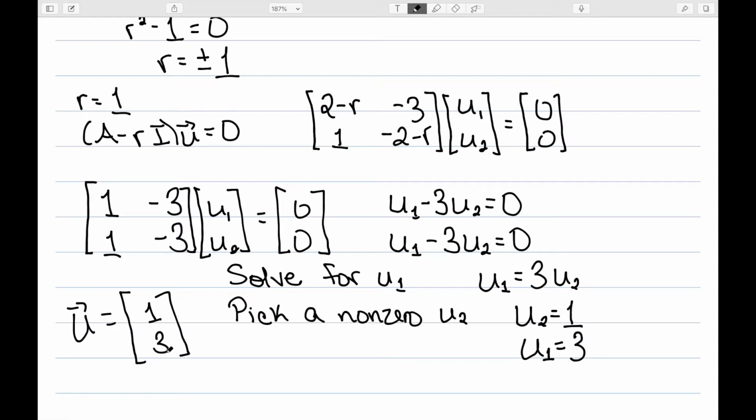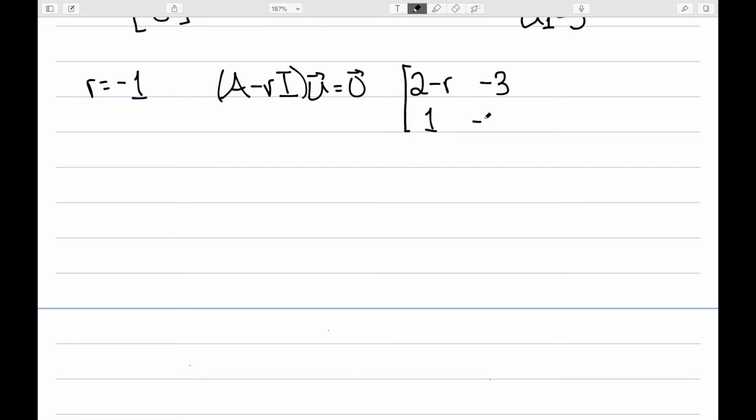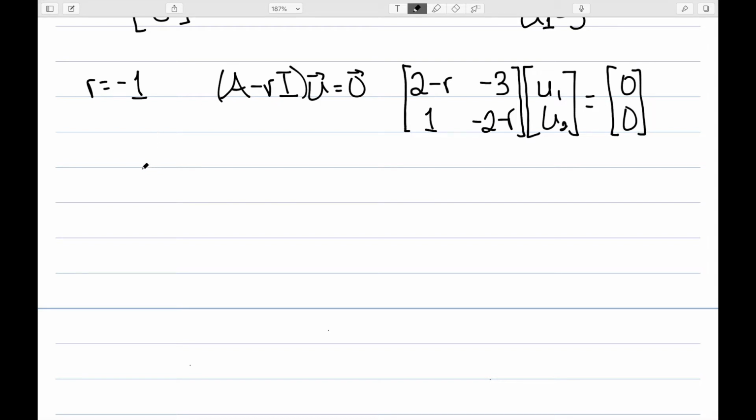I'm now halfway done with the third step. I need to repeat this again for r equal to -1. So if I scroll down, this time I'm going to have r equal to -1. And just as a reminder, we're looking at (A minus rI) times u equal to 0. This means we have [[2 minus r, -3], [1, -2 minus r]] times u, which we're going to denote as [u1, u2], equal to [0, 0]. Sticking in -1, 2 minus -1 is 3, -3, 1, and -2 minus -1 is -1. And then we still have times [u1, u2] equal to [0, 0].